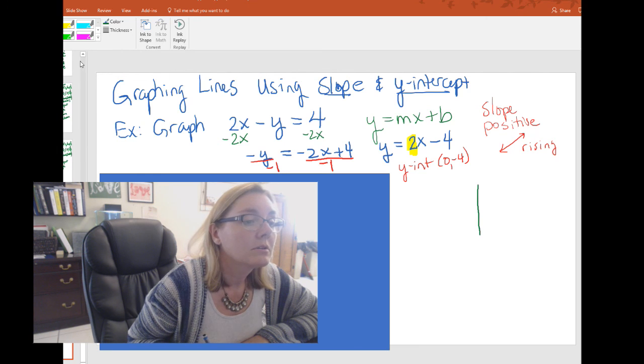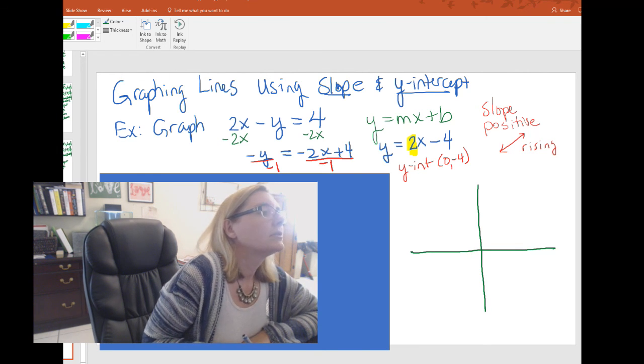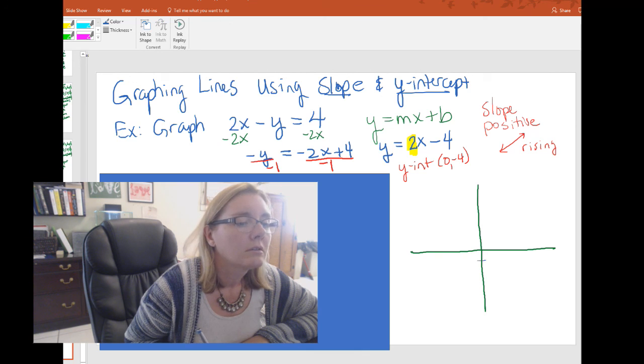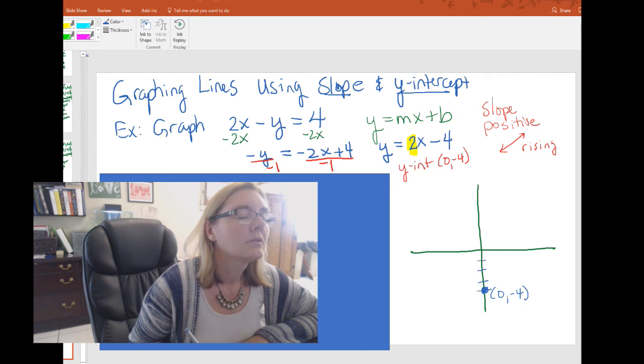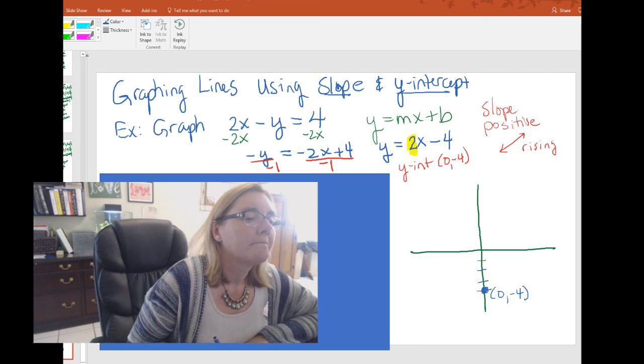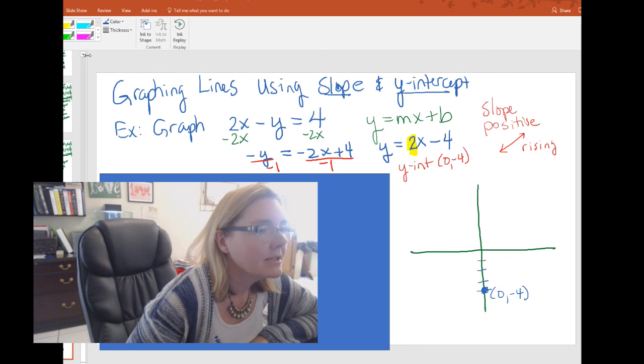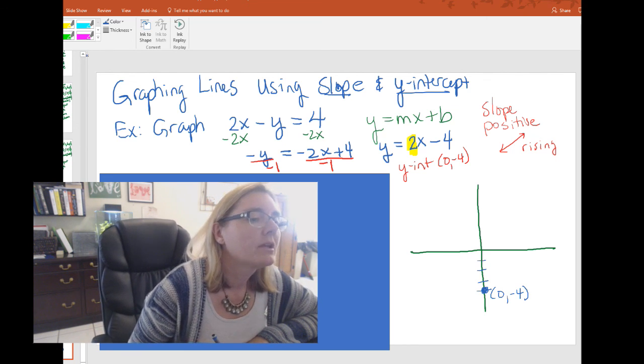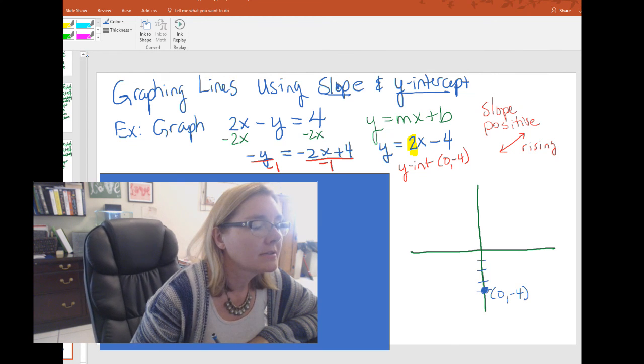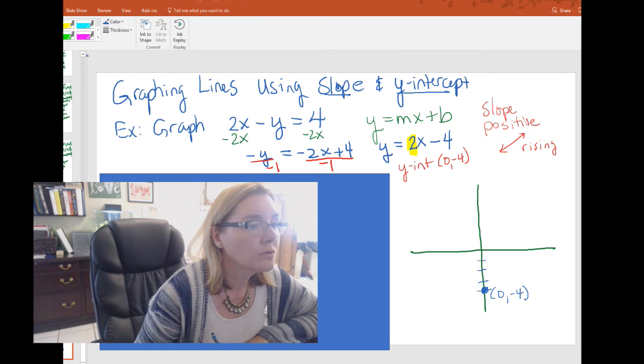All right, so I'm going to draw the graph. And I'm going to look at 0, negative 4 is my starting point. 1, 2, 3, 4. Okay, 0, negative 4. All right. Now the next step is to use the slope to show me where I'm going next. Now my slope is 2.